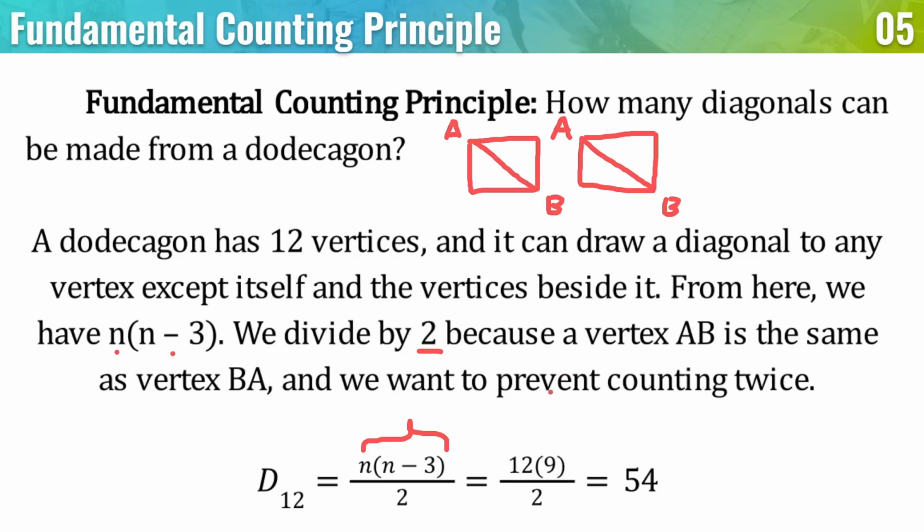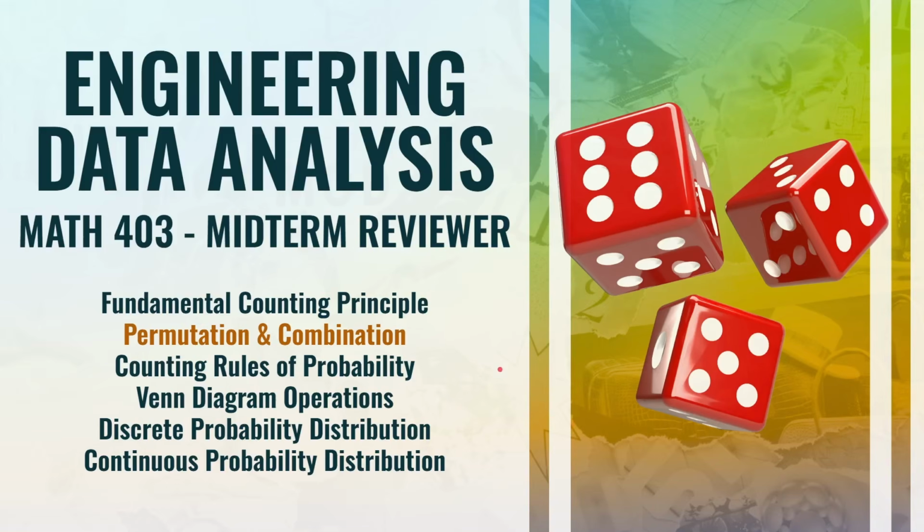To prevent counting twice, we have to include 2 in the denominator. So we have 12 times 12 minus 3, which is 9. 12 times 9 divided by 2 is 54. So let's proceed to permutation and combination.